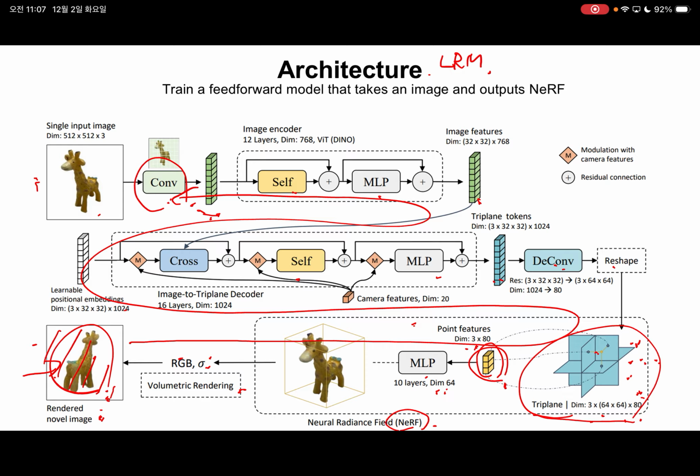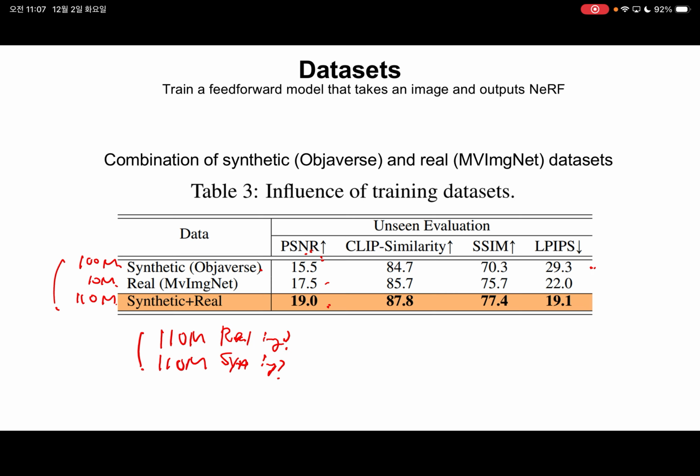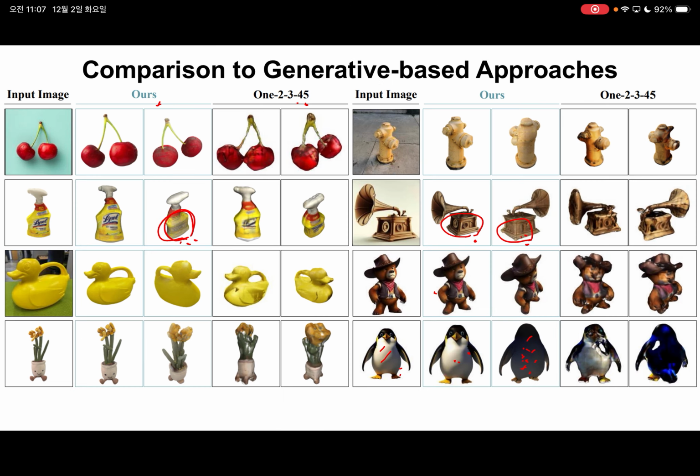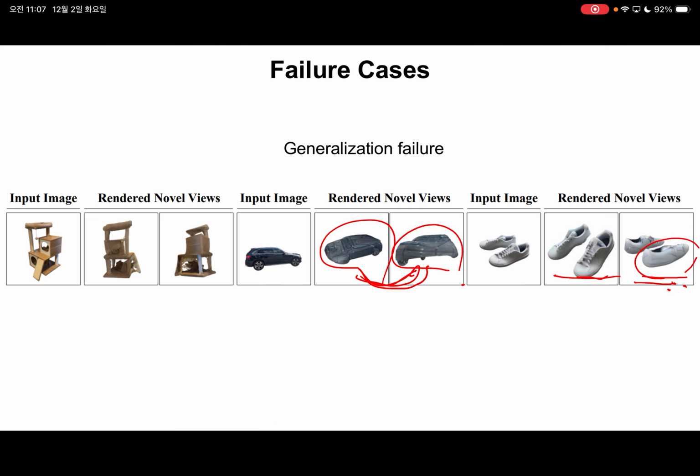So this is one way, like a descriptive approach, to design image to 3D reconstruction. And there's no diffusion sampling. It is not a generative model, so it directly regresses outputs, which makes it quite fast.